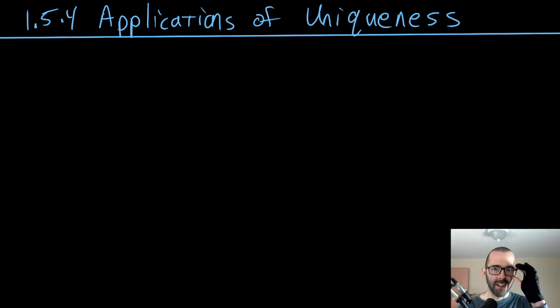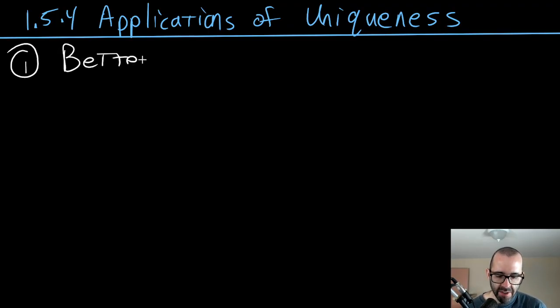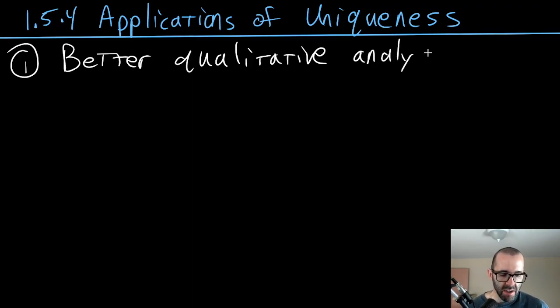I enjoy this final part of the section where we get to talk about cool things that we can do with uniqueness. And maybe they're not that cool to you, but they're cool to me, so we'll talk about them. So we're going to start by saying that we get better qualitative analysis if we know something is unique. And so we're going to look at that with the example that we just finished the last video on. Better qualitative analysis. What do I mean by that?